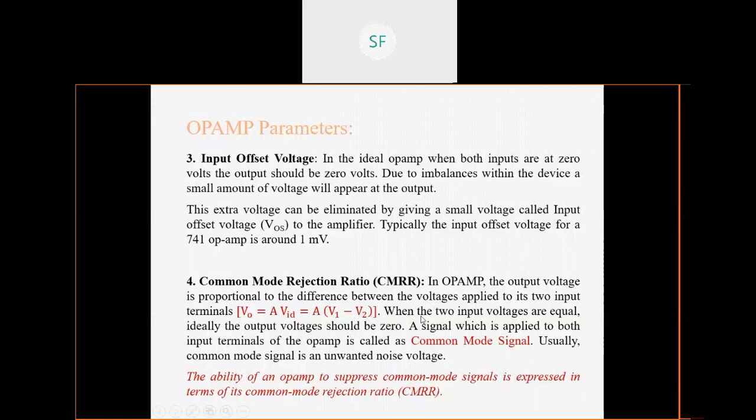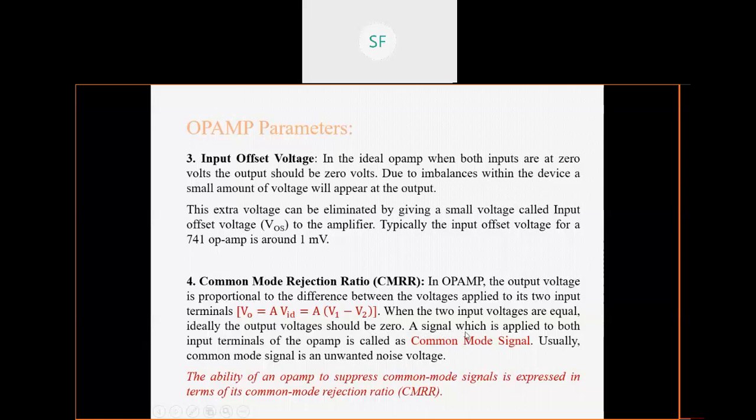But what happens when the two input voltages are equal? Suppose V1 and V2 are the same. What output should come? 0, obviously. Suppose V1 and V2 are both 5 volts, then 5 minus 5 is 0 and the output should be 0. The same is mentioned here: when two input voltages are equal, ideally the output voltage should be 0.